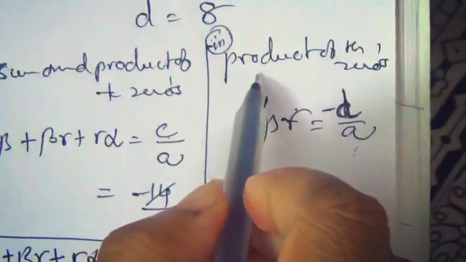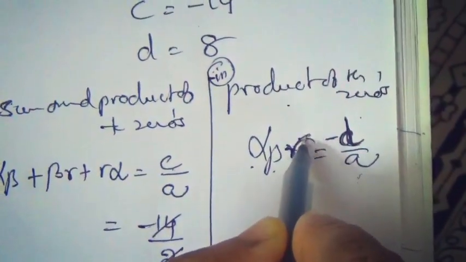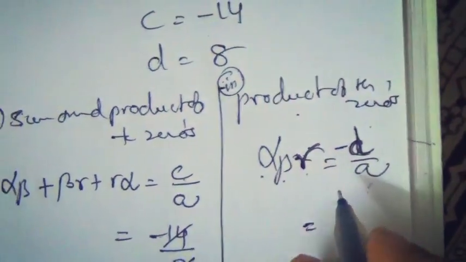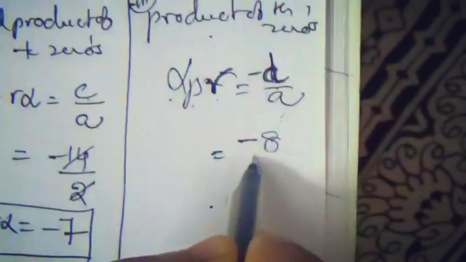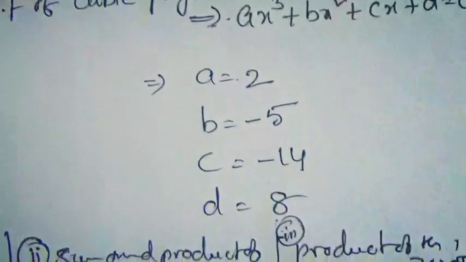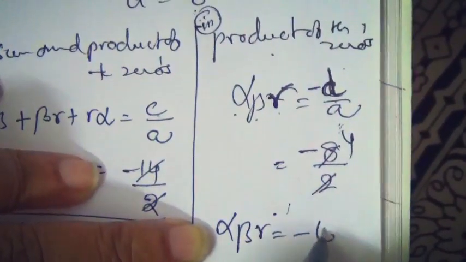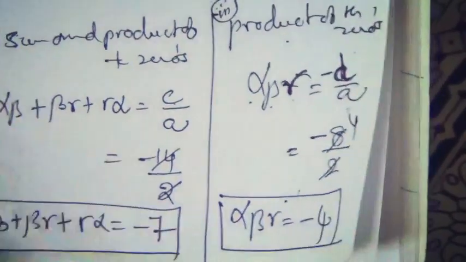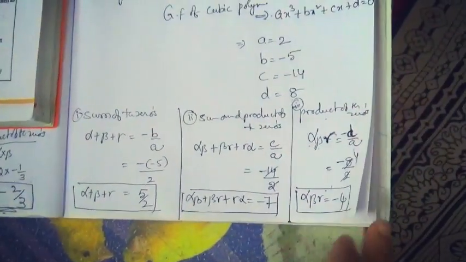So here the third relationship is the product of the zeros, that is alpha into beta into gamma, which is equal to minus d by a. Minus d by a: the d value is 8 and the a value is 2. When you cancel this, you will get alpha beta gamma as minus 4. So these are the relationships of this equation. The first one is 5 by 2, the second one is minus 7, and the third one is minus 4.